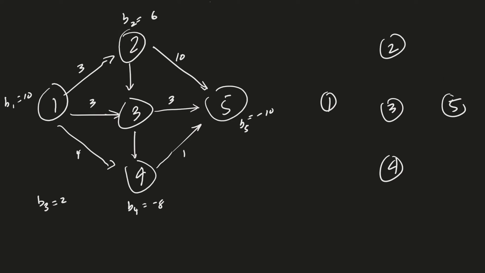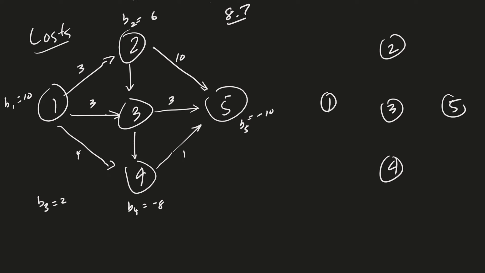Okay, let's get started on another example. So this is section 8.7, example 2. And so we're looking at this new network here that we have, and it looks very similar to the one we had before, but the costs have changed. And so these numbers here are the costs and the supplies and demands.